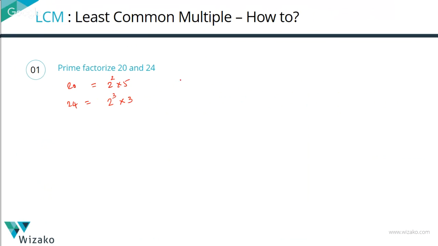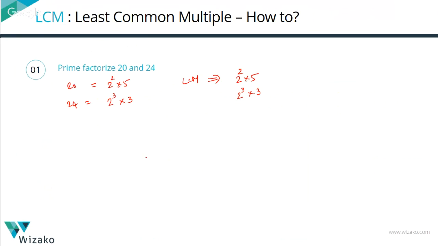Now, LCM of both these numbers is a common multiple of both these numbers. So it is going to be a multiple of 20 and it is going to be a multiple of 24. If it is a multiple of 20, the LCM needs to contain 2 square into 5 in it, because any multiple of 20 will certainly have 2 square into 5 in it. Similarly, the LCM is a multiple of 24, so it needs to contain 2 cube into 3 in it.